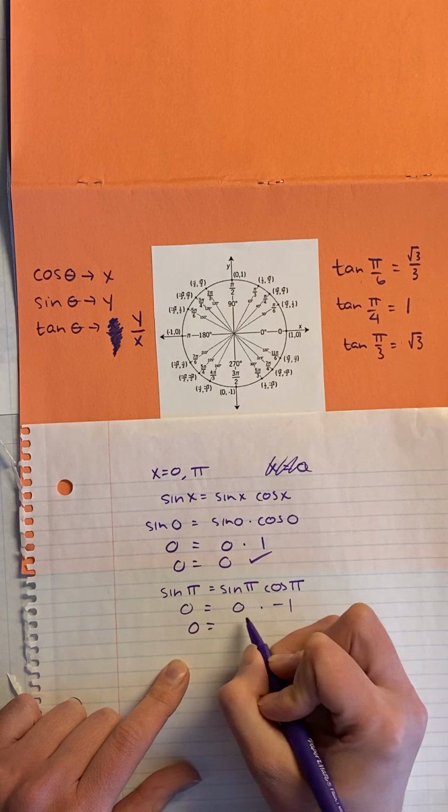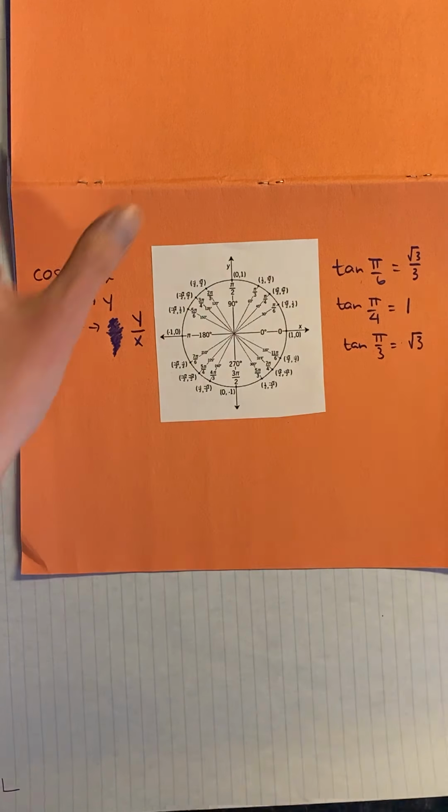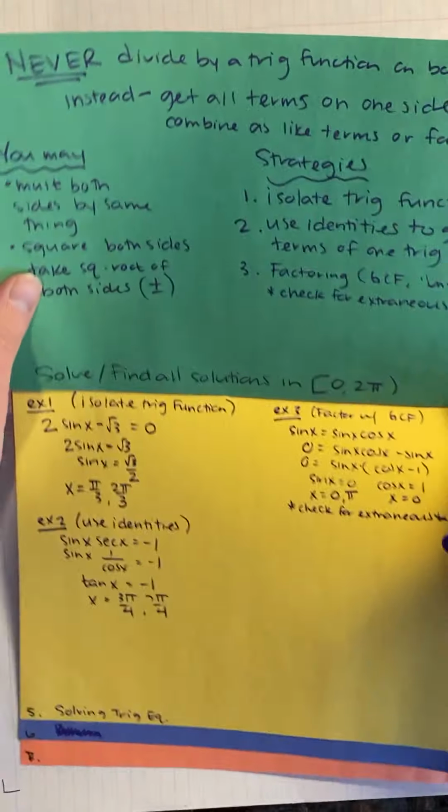So now, is 0 equal to 0? Yes. So both of these worked out, and as it turns out, we don't have any extraneous solutions for this one. They all worked. Let's go flip it over again.